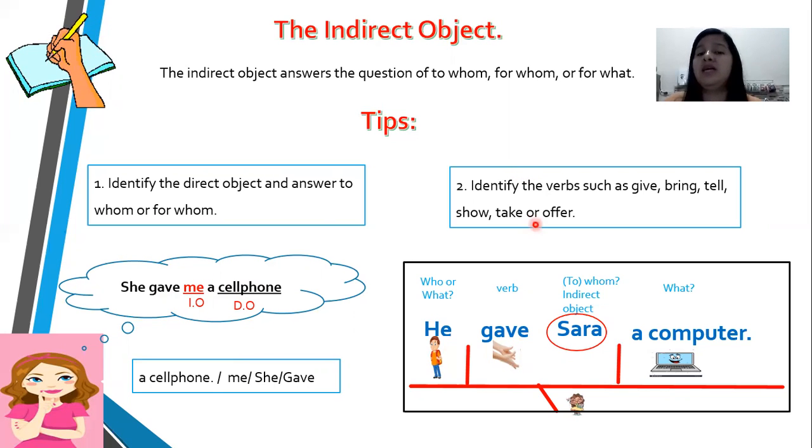The second tip, identify the verbs such as give, bring, sell, show, take, or offer. Teachers can create a diagram with pictures to encourage students to identify the structure and the verbs such as give, bring, sell, show, take, or offer, which are verbs of giving or communicating. For example, he gave Sarah a computer. In this example, through these pictures, students will identify the verb to give, and as a result, the indirect object is Sarah because it's to whom.